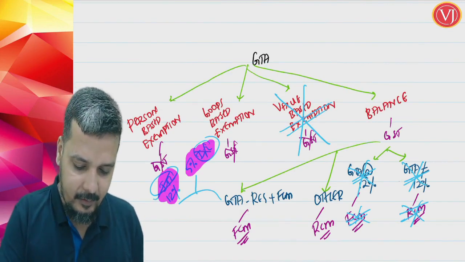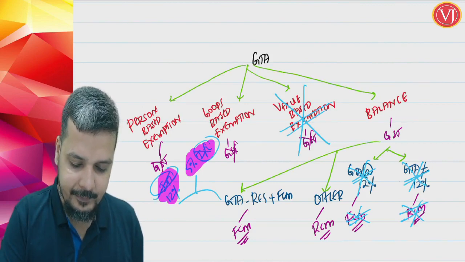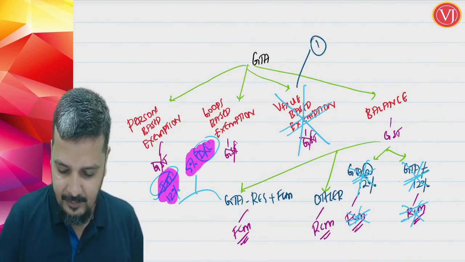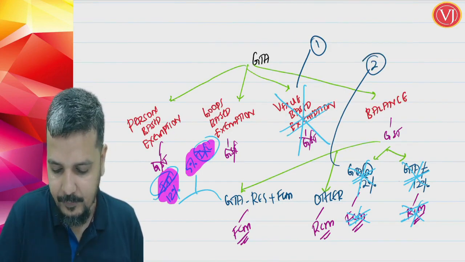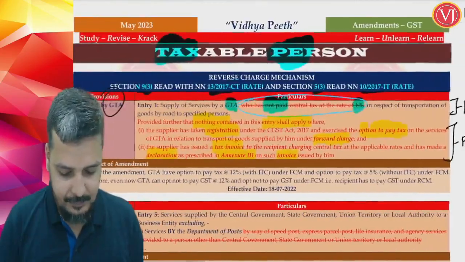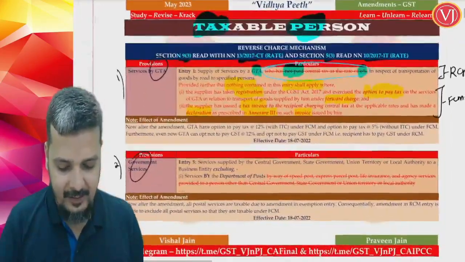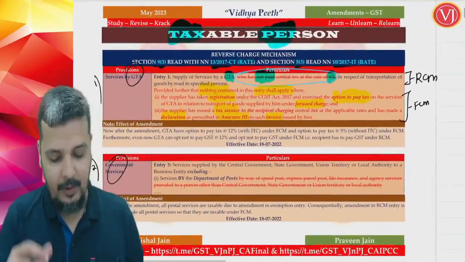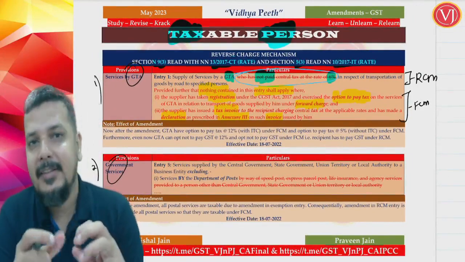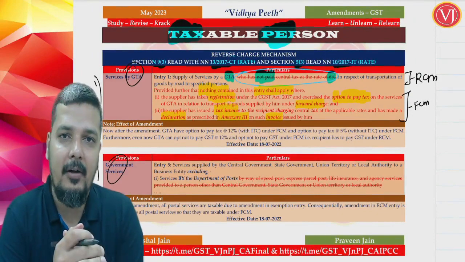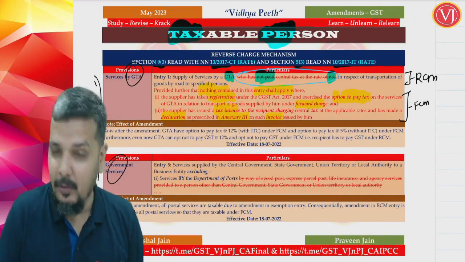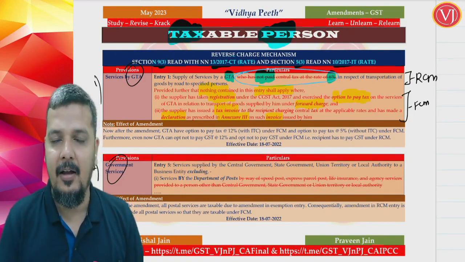First amendment is with respect to your exemption, and the second amendment is with respect to your RCM. Right, that is all about your GTA services. Now moving on to your government services. Basically in government services there is no impact on RCM. The wordings of RCM have changed, but there is no impact on RCM. They just removed that wording per se. It is a corresponding entry.